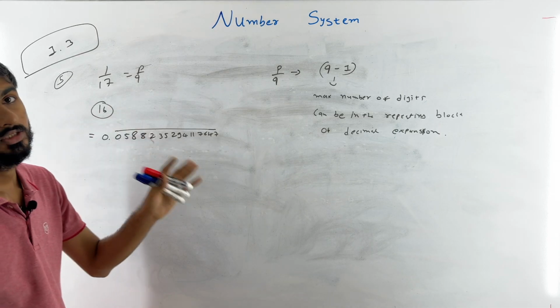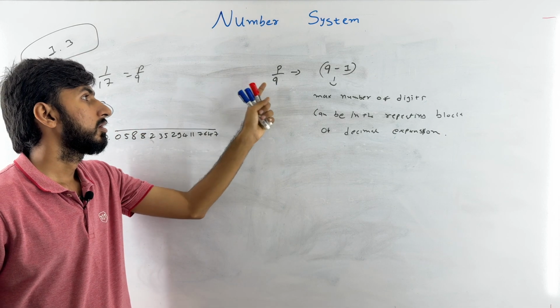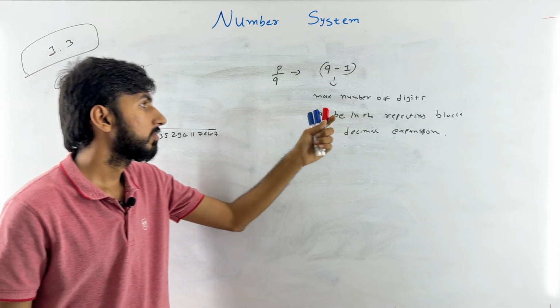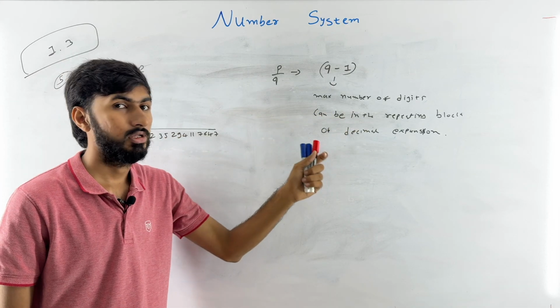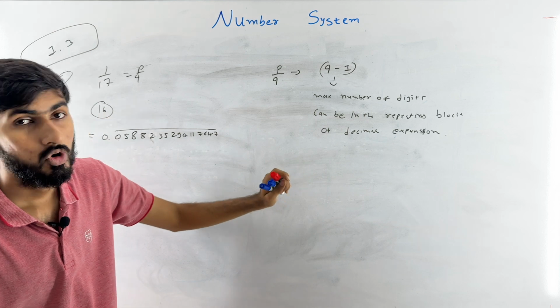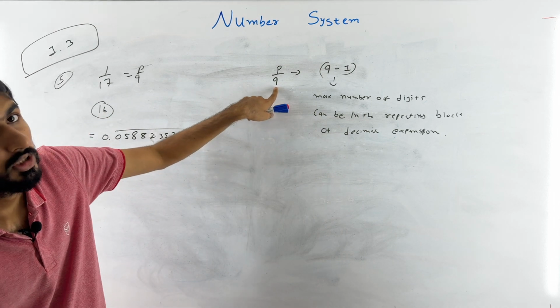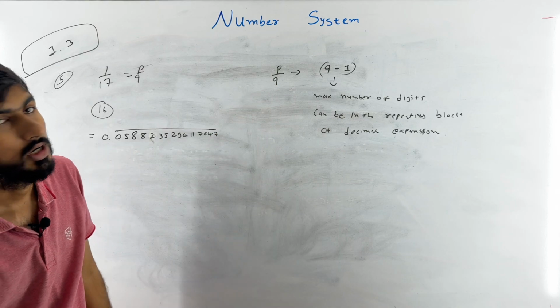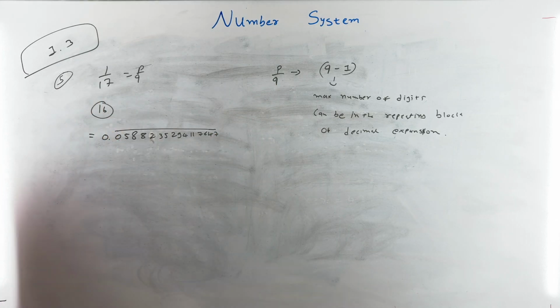If you are ever given a number in the form of p by q and asked the maximum number of digits that can be in the repeating block of the decimal expansion, you can just write q minus 1, where q is the denominator. Here you can just write 16.